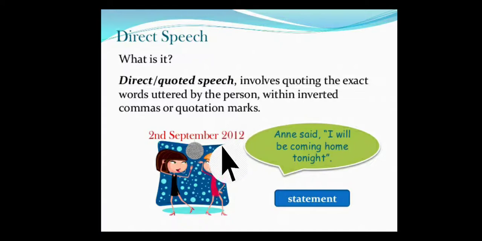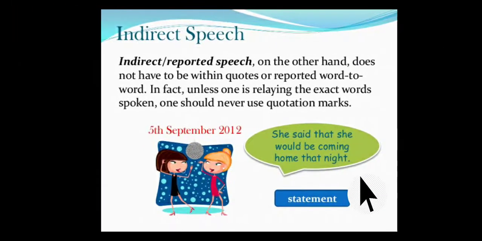For example, Annie said, "I will be coming home tonight." They are the actual words of the speaker. That is why they are put in inverted commas. That is a statement. Then, what is indirect speech?